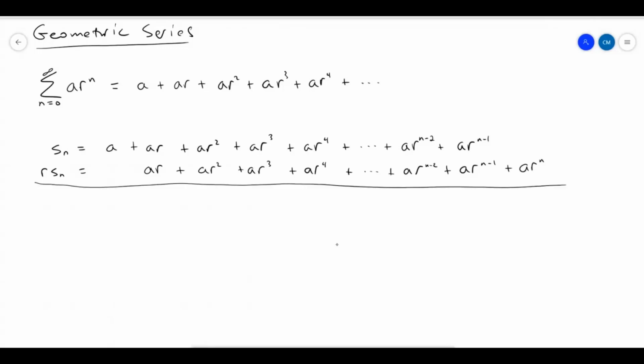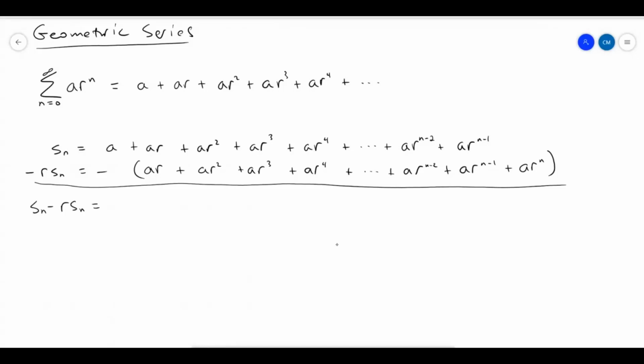The next thing to do is notice that you can now subtract these vertically. So I'm just going to put a minus sign here and subtract this entire row. Look what happens when you do that. On the left side, you get S sub n minus r S sub n. But look what you get on the right side.